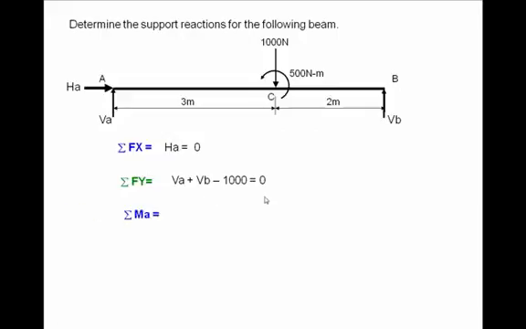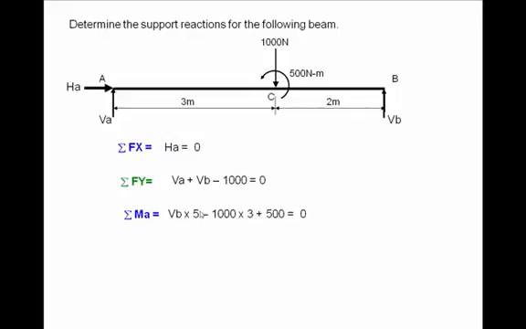And the last equilibrium equation, you can take moment about any point and equate it to 0. We have chosen point A, and we have taken moment of all these forces about A. HA and VA pass through point A, so they don't give any moment. So I have VB into 5, 3 plus 2, 5. Sign is positive because I am taking anti-clockwise as positive. Then 1000 into 3, that is negative. And plus this anti-clockwise moment of 500 Newton meter.